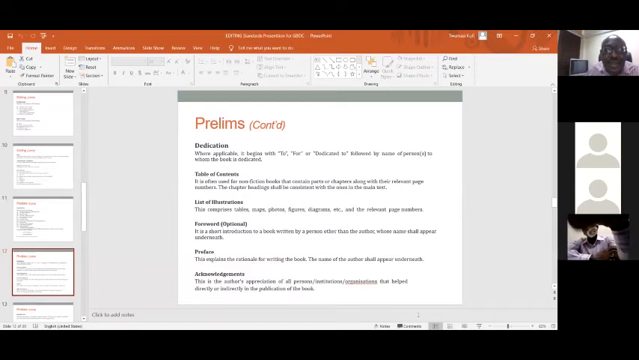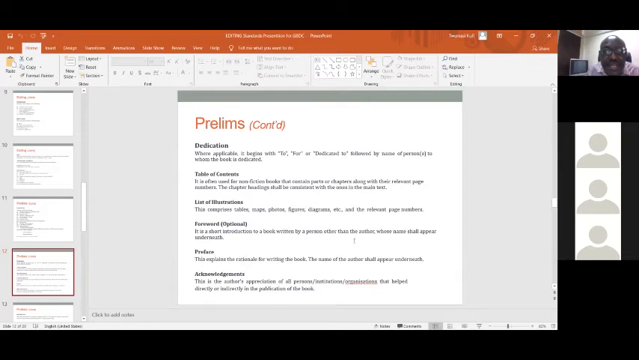The next segment after dedication is a table of contents. It is often used for non-fiction books that contain parts or chapters along with their relevant page numbers. In other words, if you are listing the items, the table of contents, put the page numbers against the various elements in the table of contents. Now, when we talk about illustrations, we're talking about tables, maps, photos, figures, diagrams, etc. You should list all these items.